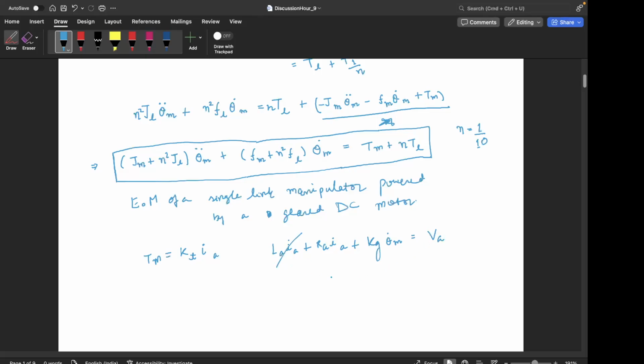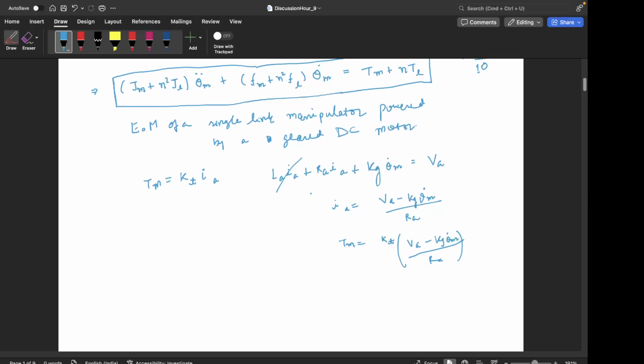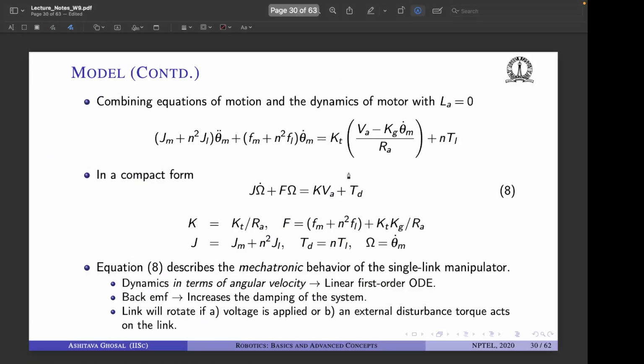Now if we ignore this term, then Ia is the applied voltage minus the back EMF that is induced, right? So the net voltage divided by the resistance of the armature, that is Ra, is the current that will be flowing, and hence Tm is Kt times this value. So Kt times Va minus Kg theta m dot, divided by Ra, right? So this is Tm. Now we can put the value of Tm in this equation. That's what we have done here.